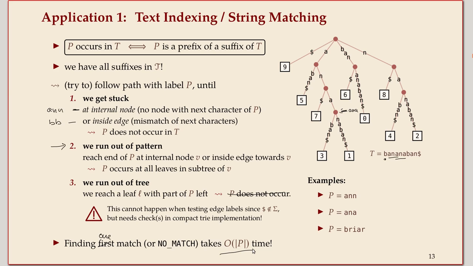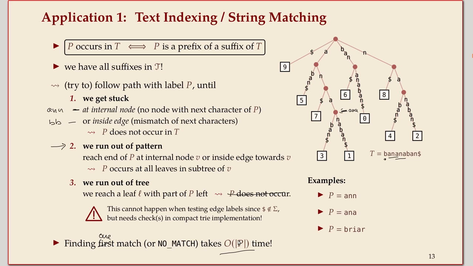You can report all occurrences by just doing a traversal of the tree at the point where you ran out of pattern. You can list all the occurrences, but you need extra time for that. So if you want something that's bounded in the size of p, you can do the first so-and-so matches. OK?